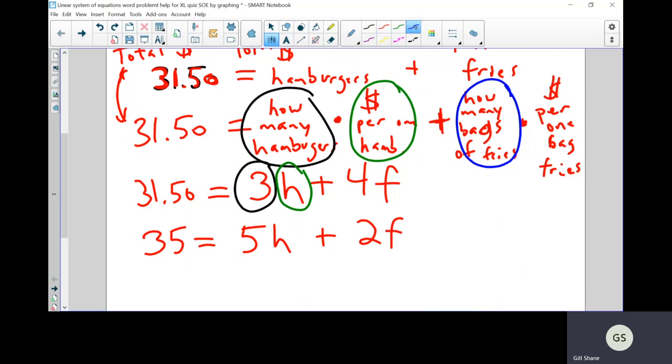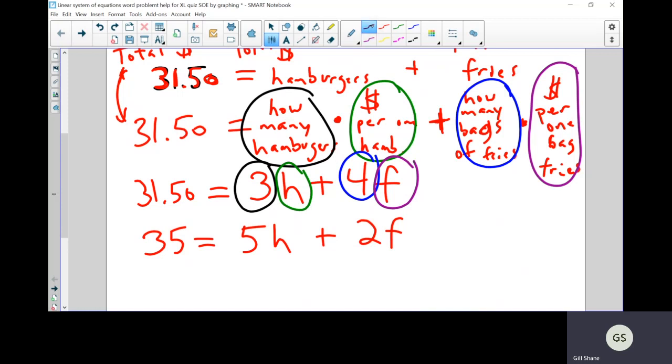Oh, I meant to do this. So that blue matches up with that. So the 4 is how many bags of fries, and I guess I'll use purple. So the cost per 1 bag of fries is that variable right there. So now that kind of is all matching up. Whatever I circled matches up in the equation down below.